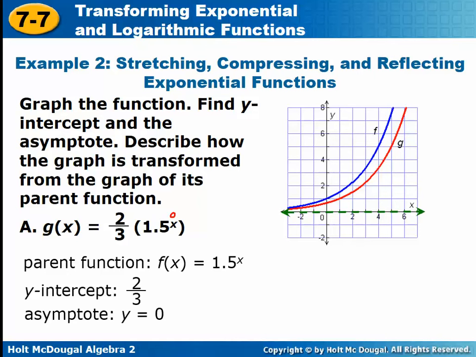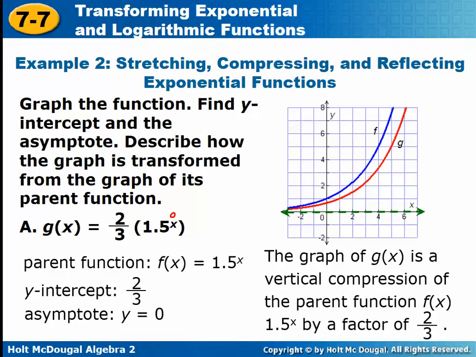So here we have that g of x is our transformed function, that is the red line there, and f of x is the parent function. And the transformation is a vertical compression of the parent function by a factor of 2/3, because it was just multiplied in front by that.